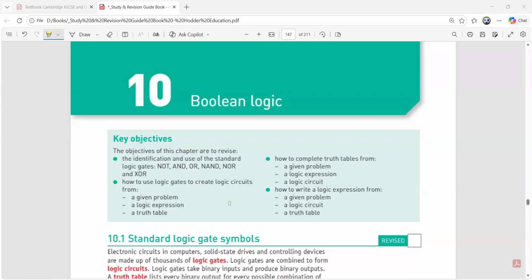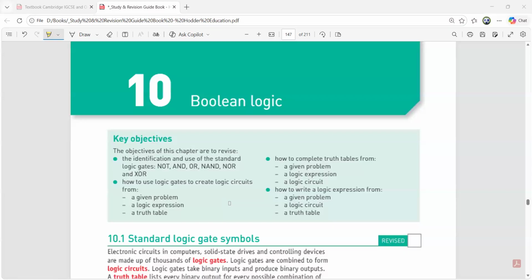They are there to identify and know the use of the standard logic gates, which are your NOT gate, AND gate, OR gate, NAND, NOR, and XOR, exclusive OR, whatever you want to call it. Then you need to know how to use the logic gates to create logic circuits. You may be given a problem, or a logic expression, or a truth table, and from the truth table you will be making the logic circuit.